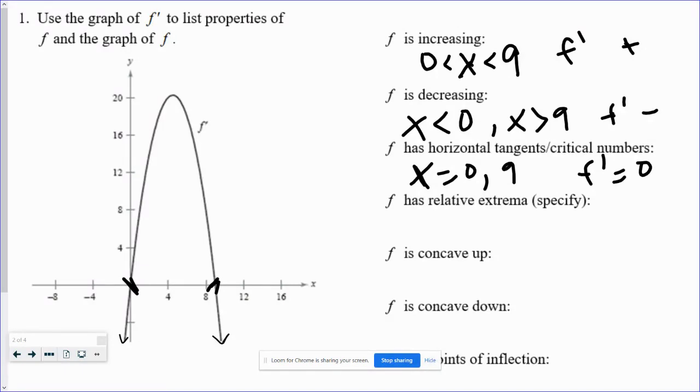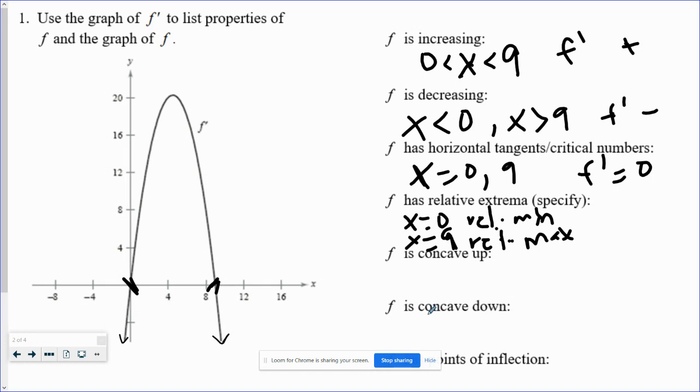F has relative extrema. Okay, think about what we looked for on our number line. When we had our equations, we were looking for where the derivative was changing signs. If the derivative changed from positive to negative, then we had a relative maximum for f. If the derivative changed from negative to positive, we had a relative minimum for f. So notice that at x equals 0, our derivative is changing from negative to positive. So x equals 0 is a relative minimum for f. And x equals 9, our derivative is changing from positive to negative, so f has a relative maximum there.